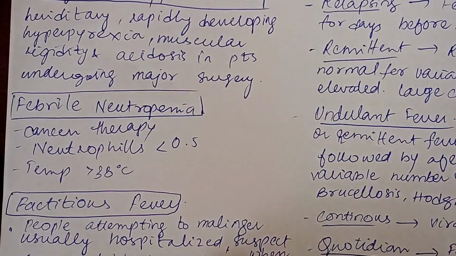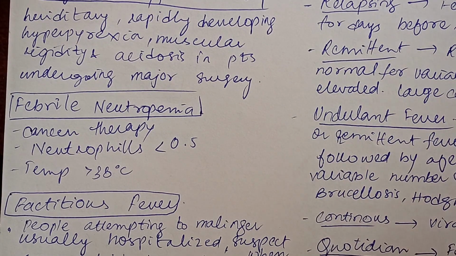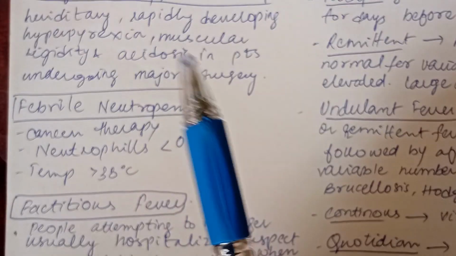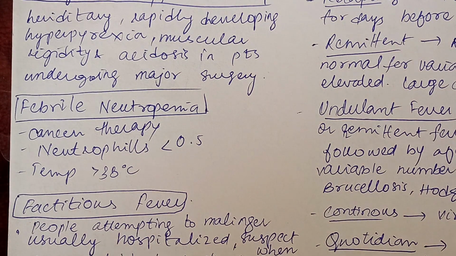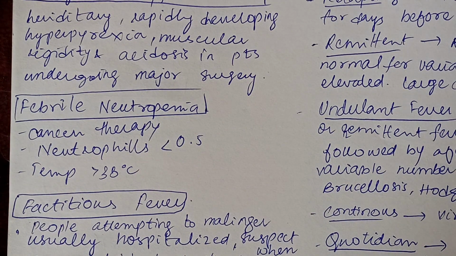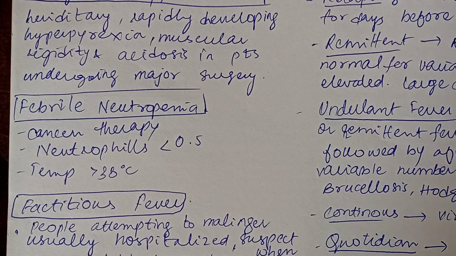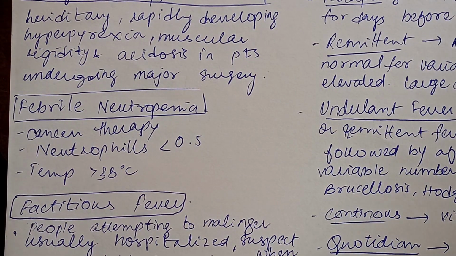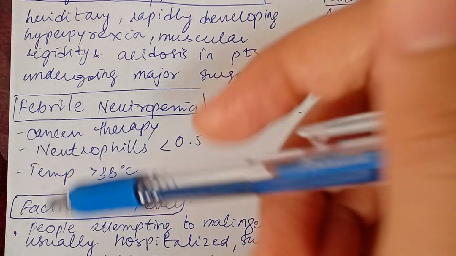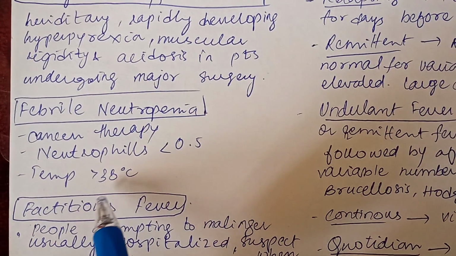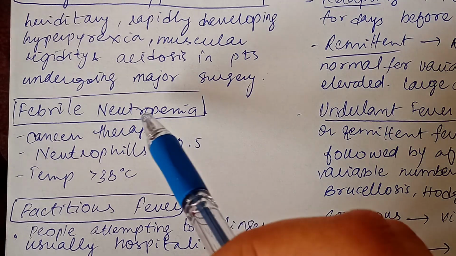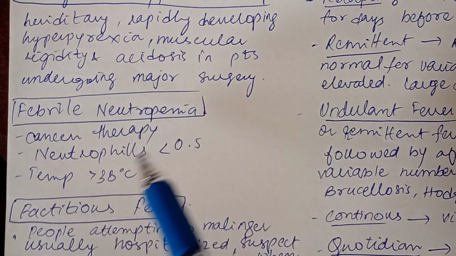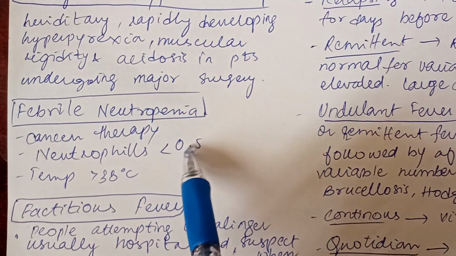Febrile neutropenia is a condition usually noticed in cancer patients who are on cancer therapy, and the resulting state is that neutrophils get decreased to less than 0.5, due to which the patient has increased temperature of more than 38 degrees centigrade. We say that condition is febrile neutropenia.